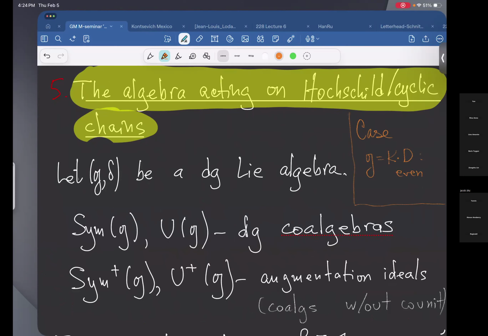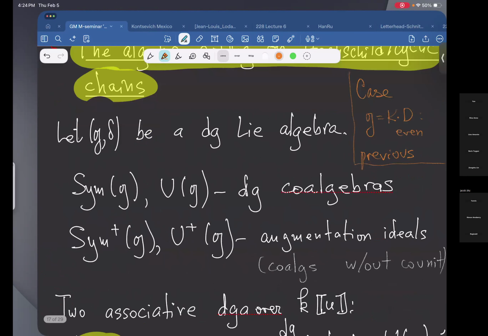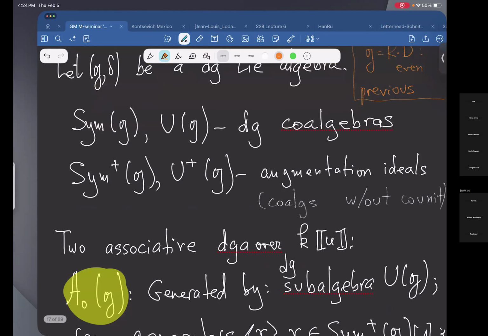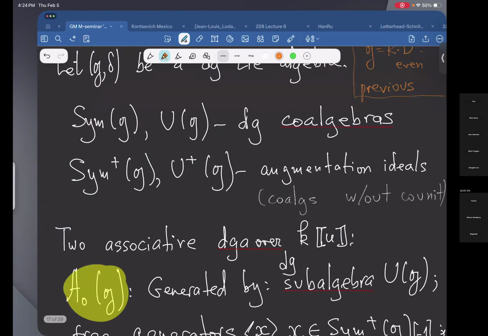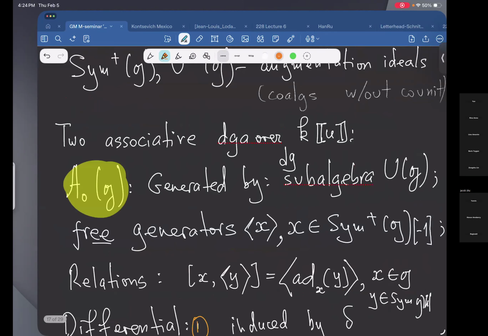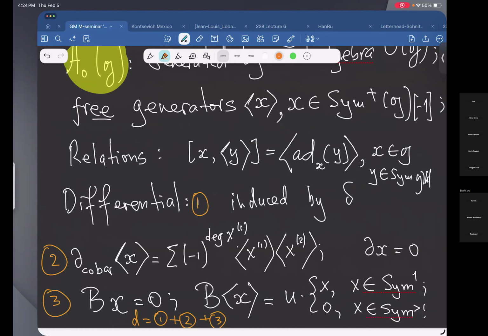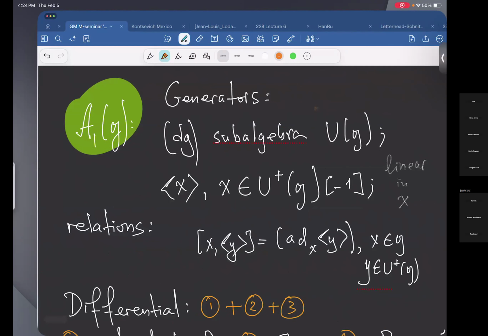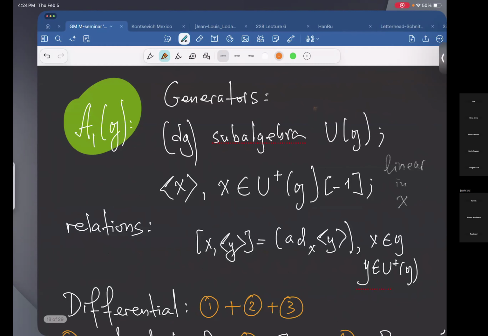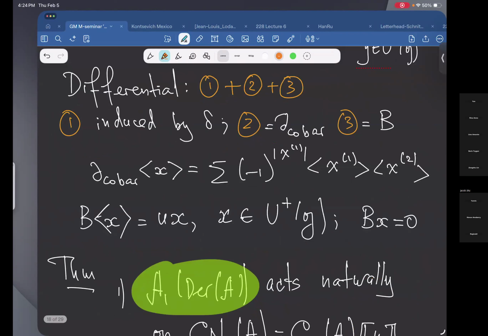in case of a one-dimensional algebra, we recover the previous algebras acting. And so one can define them with generators and relations. Maybe let me skip that. And so you have the yellow A0 and the green A1. And the theorem is that A1 of der of A naturally acts on the negative cyclic complex of an algebra.